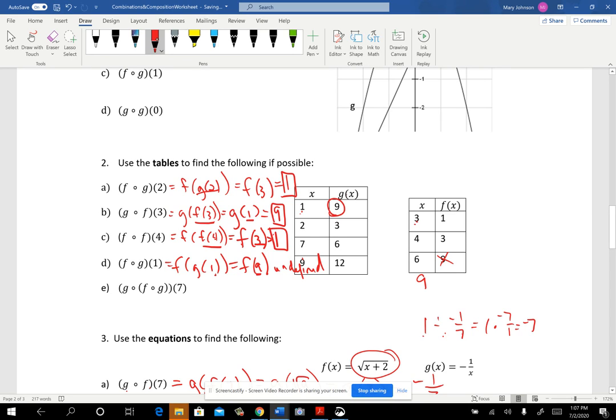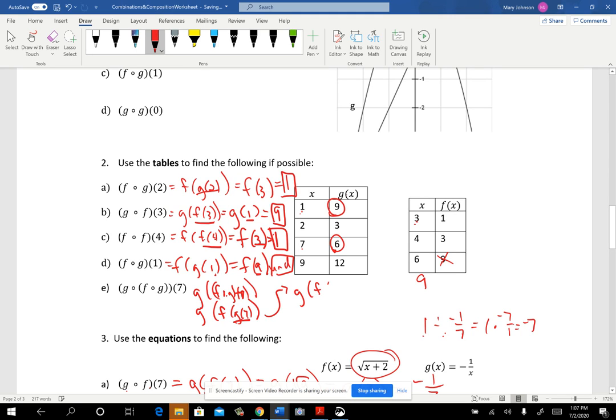All right, now for this one, I need to do g of f of g of 7. It's getting messy there, sorry. F of g of 7, I would do like that. So I'm just going to start at the 7, and I'm going to go to the g function. So this one right here turned out to be undefined. I'm going to go to the g function and find out what g of 7 is. So that's 6. So g of 7 is 6.